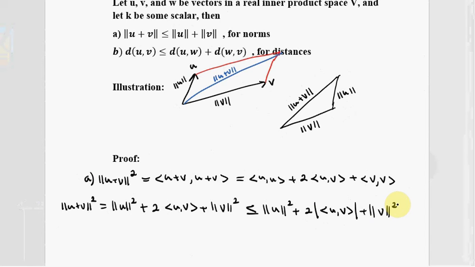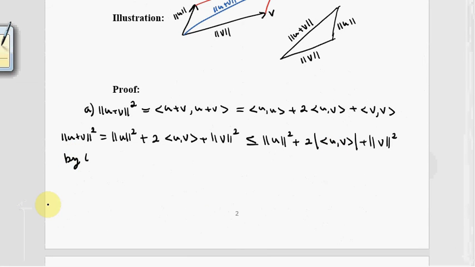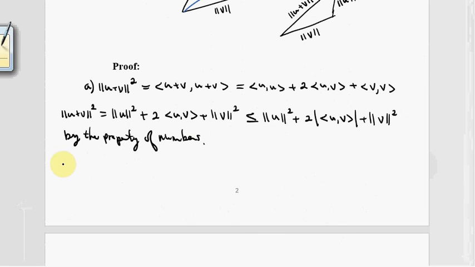Yes, sir. This absolute value is what? Positive. The inner product itself could be negative or positive. So obviously, the absolute value is always positive or equal, right? Greater than or equal. So here, this is by property of numbers. So now, this is what we have.